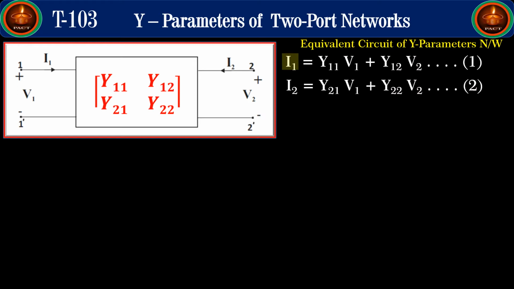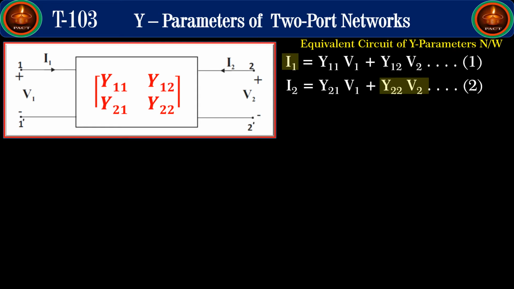Similarly, I2 is equal to Y21 V1 plus Y22 V2. I2 is a current term and Y21 V1 also is a current term and Y22 V2 also is a current term. Therefore, the output port equation 2 also is a KCL equation.